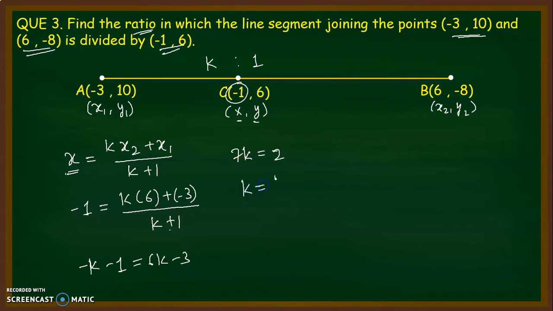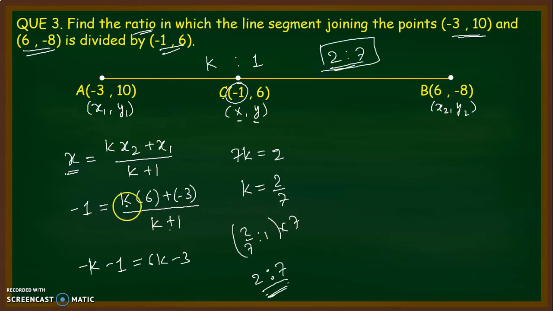So we get k equal to 2 by 7. So this is our answer. This point C will divide this line AB in the ratio of 2 by 7 is to 1, or we can say 2 is to 7, multiplying the whole by 7. So this point C will divide this line AB in the ratio of 2 is to 7. This is our answer. You can also solve this same question by using the formula for y.